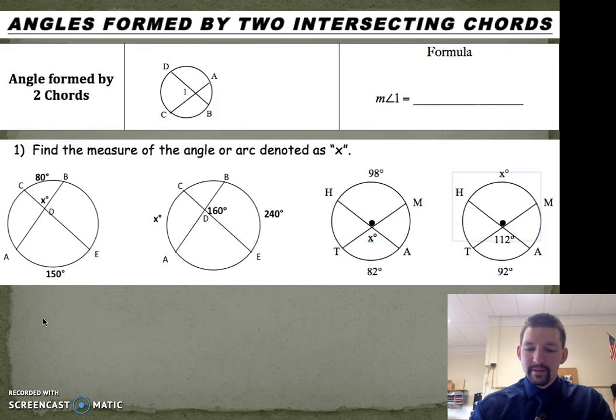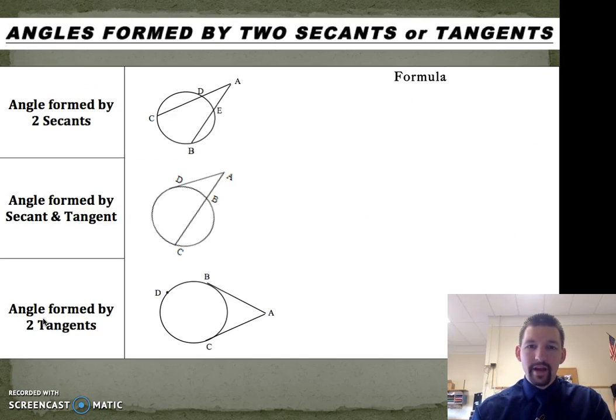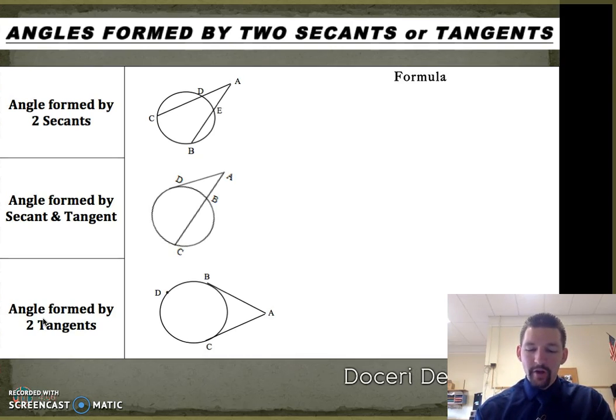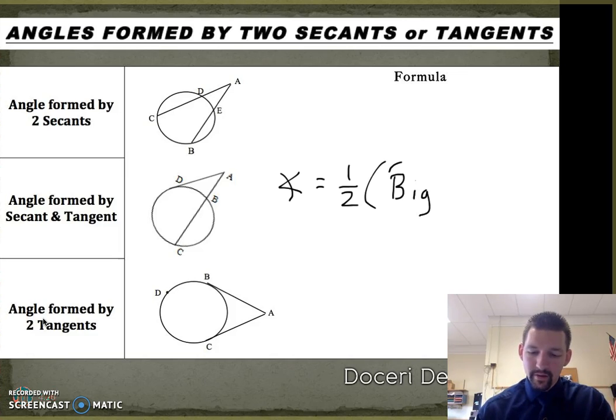The second set of angles we're going to look at are angles formed by two secants or two tangents. So anything going outside of the circle now. And the formula for all three of these scenarios, either two secants, a secant and a tangent, or two tangents, is going to be the same. It's going to be 1/2 the difference of the two arcs. So in this case, it's going to be the angle measure equals 1/2 the big arc minus the little arc.